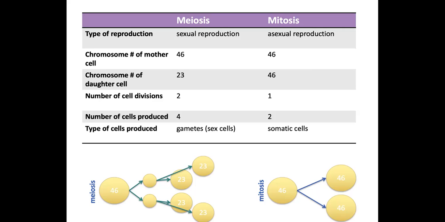Meiosis, 2 divisions. Mitosis, 1. Cells produced in meiosis is 4 because of the 2 divisions, and in mitosis is 2. Last, meiosis occurs in the sex cells, the gametes, and mitosis in the body cells, also known as the somatic cells.